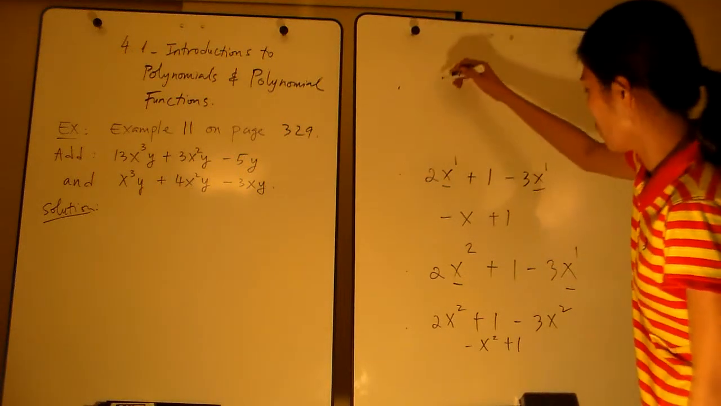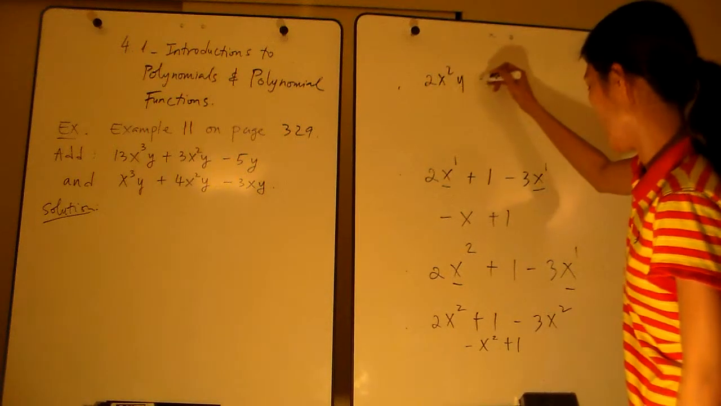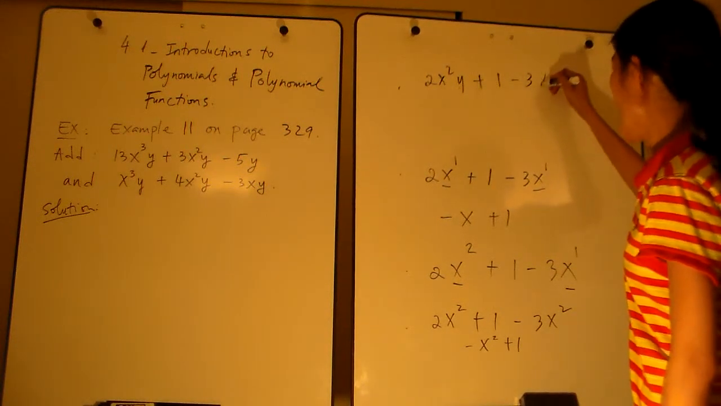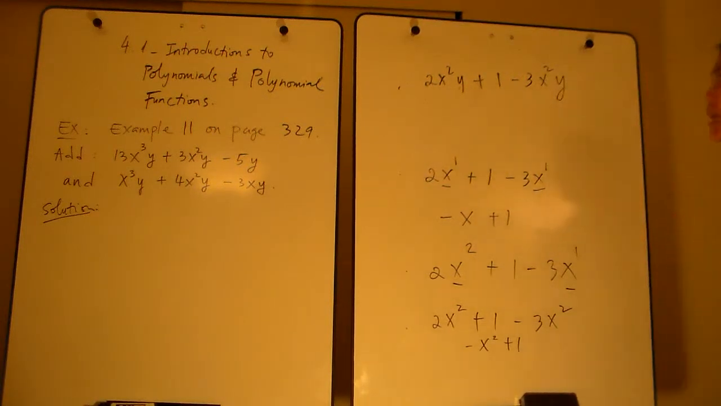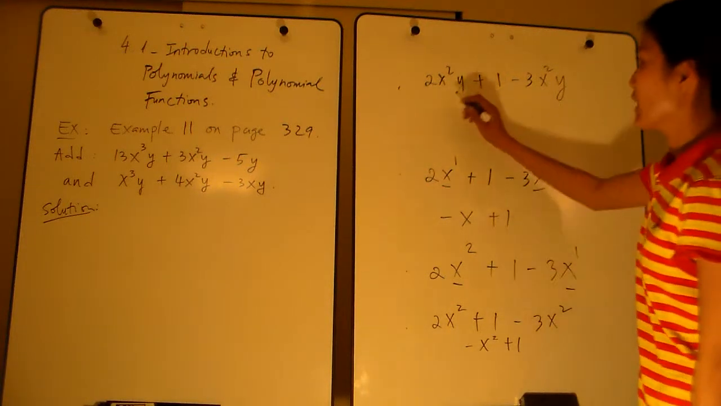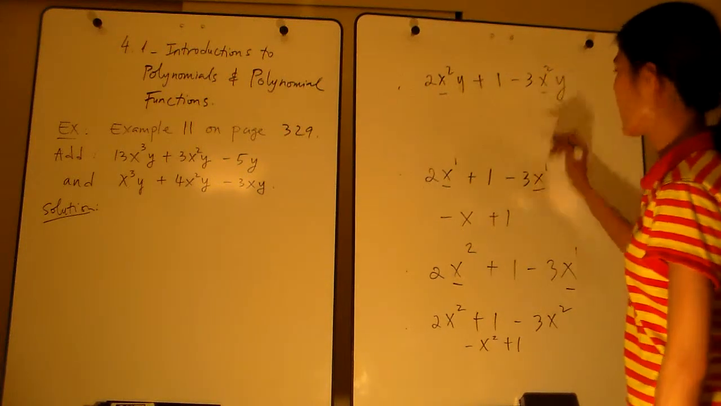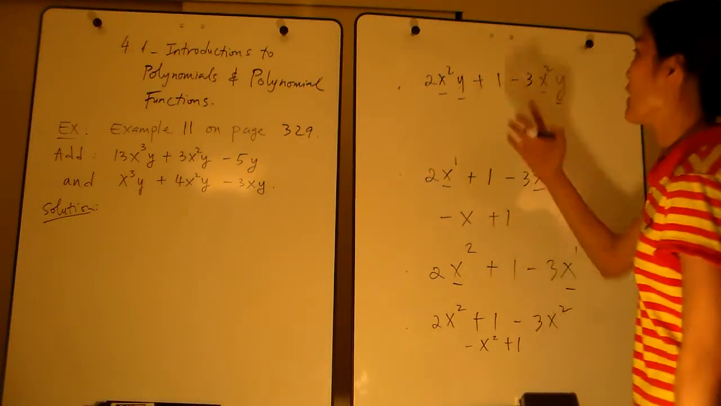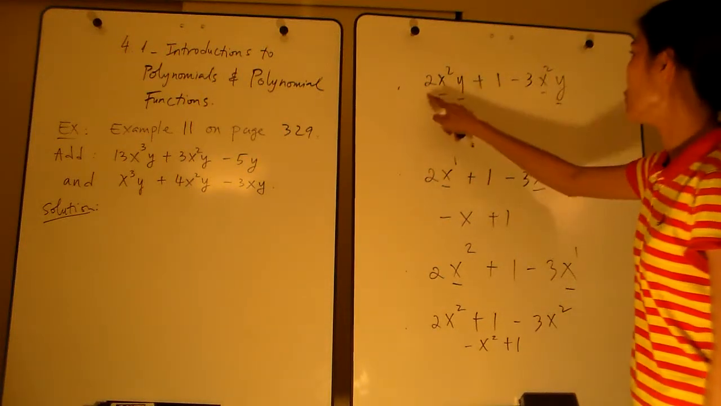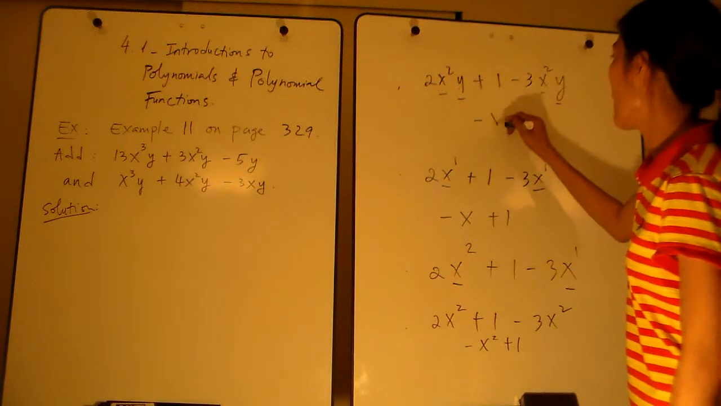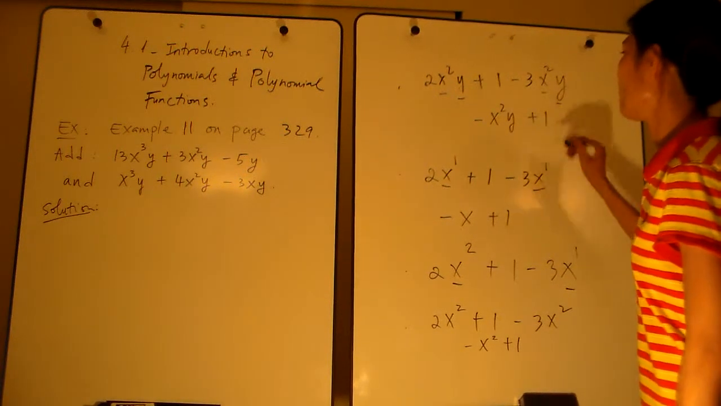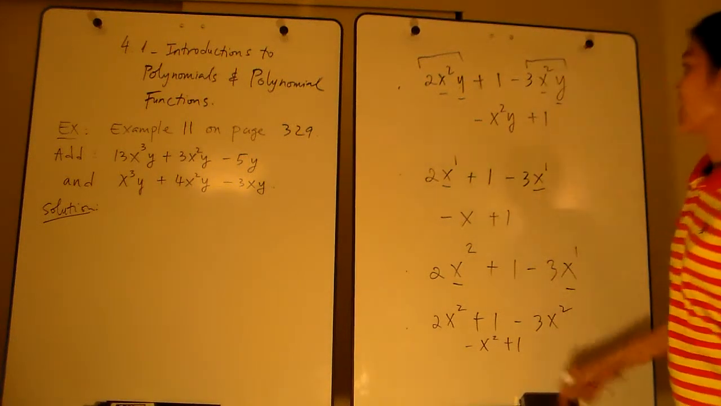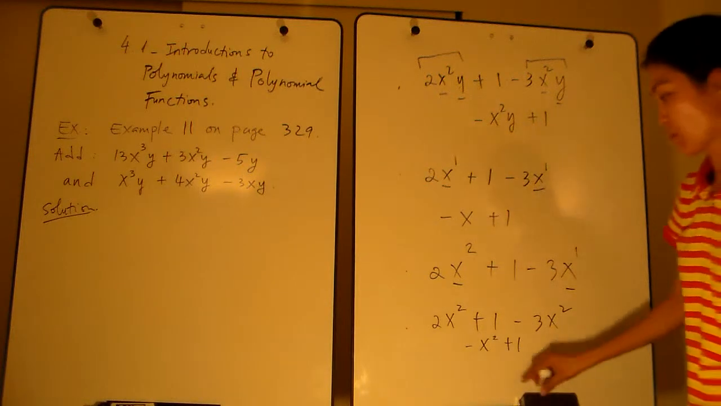Now, how about this example? You have 2x squared y plus 1 minus 3x squared y. Look at the variable x squared, the same, right? That's good. How about the second variable, y? Yes, they have the same variable. That means you can combine these two coefficients. 2 subtract 3 is negative 1 x squared y plus 1. Okay? You can only combine like terms when they have the same variable with the same exponents.